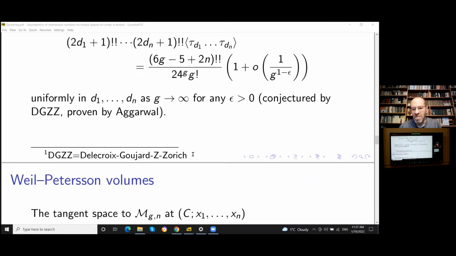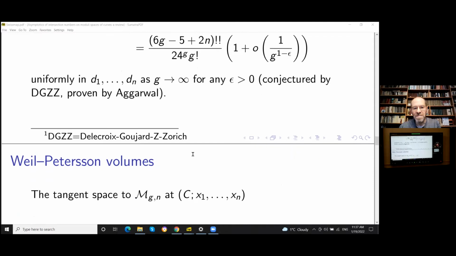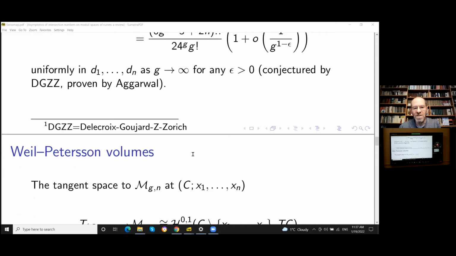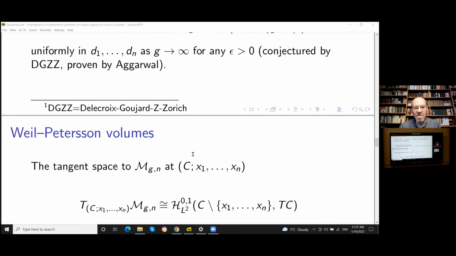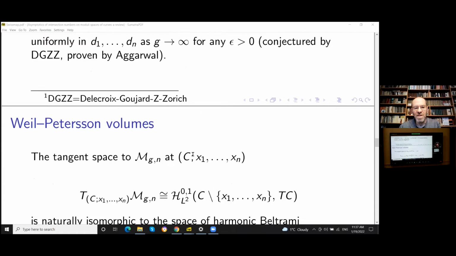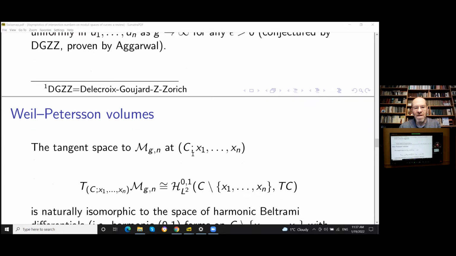So let me now switch to Weil-Petersson volumes. These are also intersection numbers, but of a different nature, and they also appear in models of two-dimensional quantum field theory. The moduli space M_{g,n} has a natural Hermitian metric that is called the Weil-Petersson metric. Let me define this metric now.